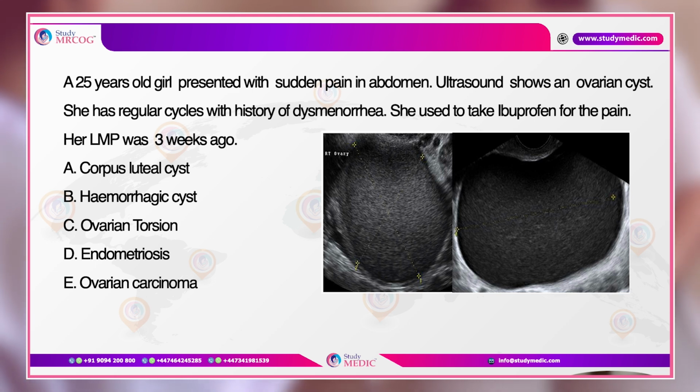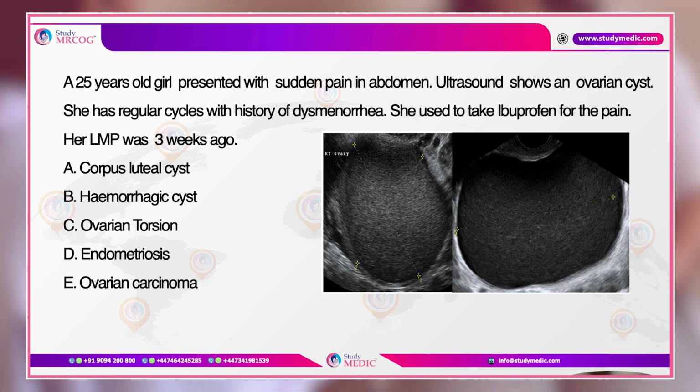Okay, so now what we have here is a 25 years old girl who has presented with sudden pain in the abdomen. Ultrasound shows an ovarian cyst. She has regular cycles with history of dysmenorrhea, and she used to take ibuprofen for the pain. An ultrasound image has been provided, and you've been told that her LMP was 3 weeks ago, and you have to make a diagnosis between A. corpus luteal cyst, hemorrhagic cyst, ovarian torsion, endometriosis, and ovarian carcinoma. So what do you think this could be?